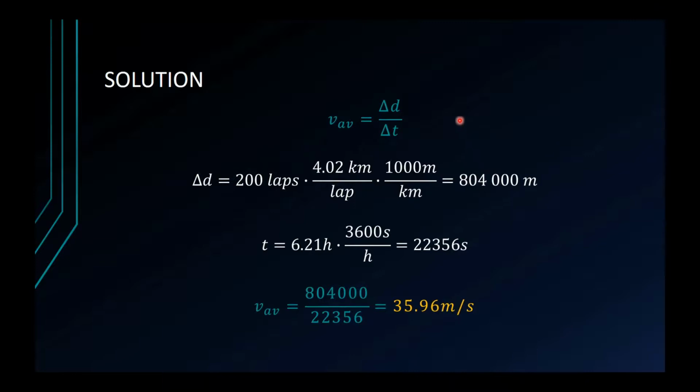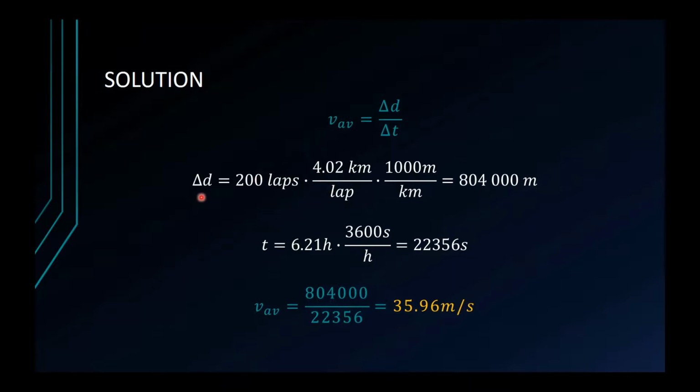So this is how the solution goes. You use this formula to calculate the average speed because there is no vector sign on top. There's no vector sign over here on D either. So we're given laps, kilometers, and we're asked to find meters per second. So we have to convert this to meters.